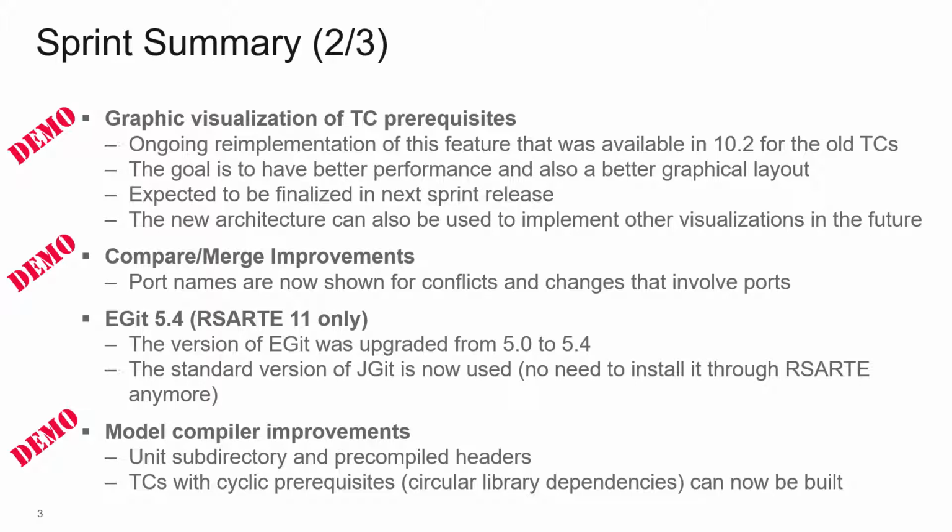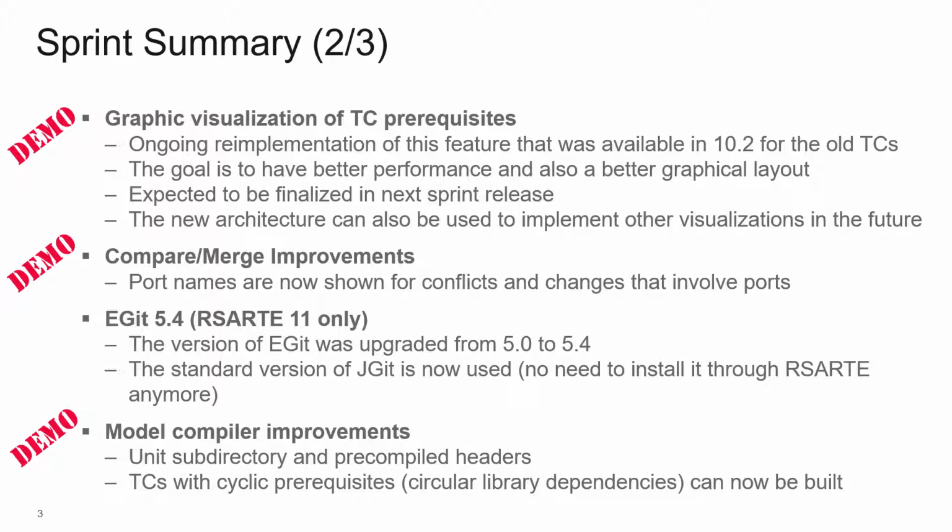Then we have one rather big improvement that we only included in our HCL RTist 11, and that is the upgrade of EGit from version 5.0, which we used before, to 5.4, which is the latest version that is recommended to be used with Eclipse 2019-06. And also at the same time, we improved it so that we no longer have to use a custom version of JGit. So now you don't have to install that through HCL RTist, but can use the standard JGit from Eclipse.